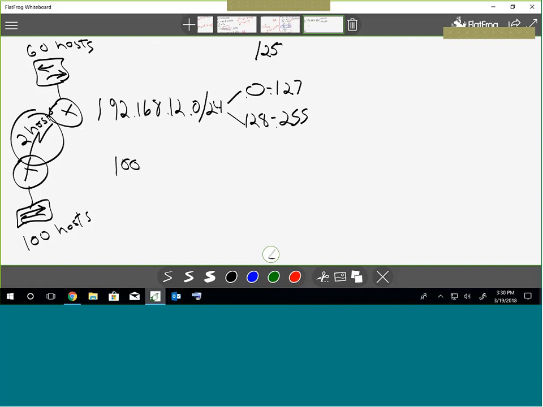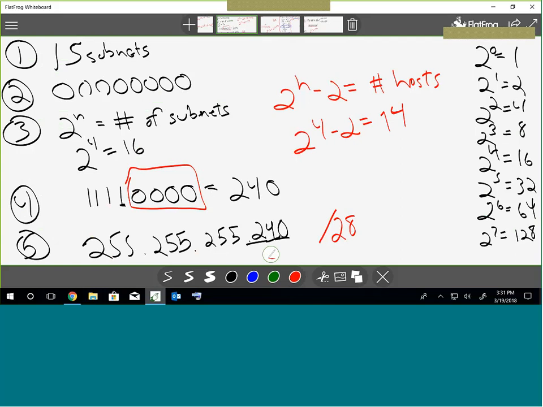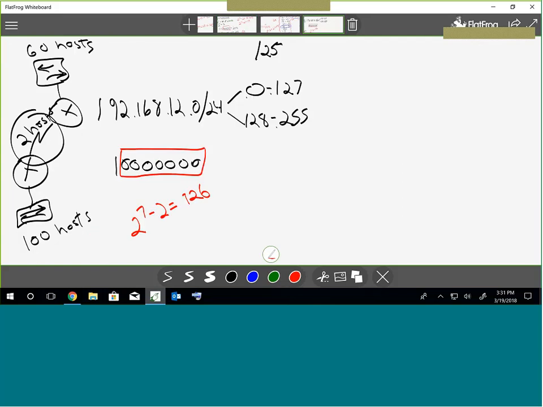By the way, this means that you did this. 1, 2, 3, 4, 5, 6, 7, 8. So how many host bits you got left? 7, right? So you've got about what, 124? Correct, 126, right? Because 2 to the 7th is 128, minus 2. So 126. Now, you're going to need this network because you need a network of 100 hosts.